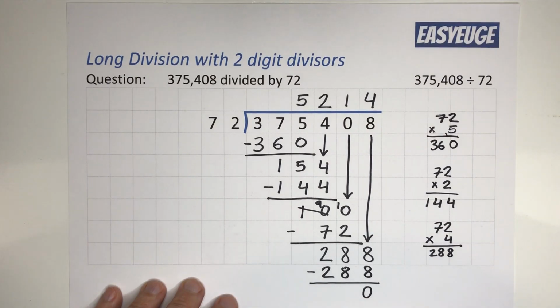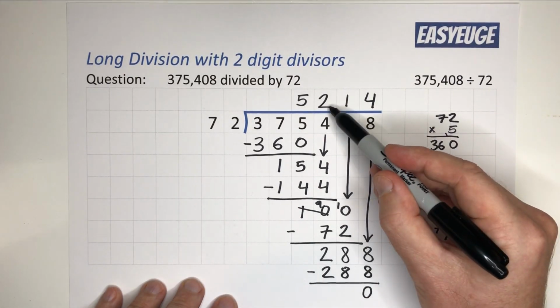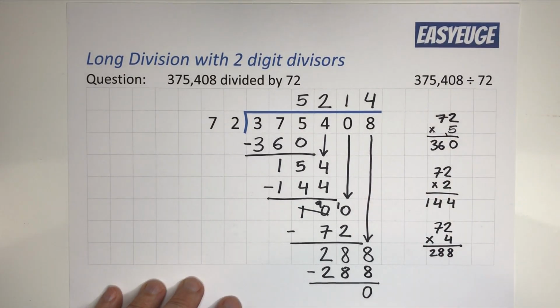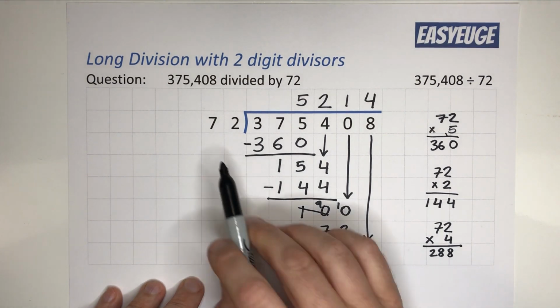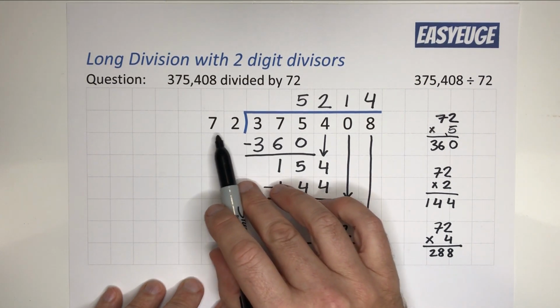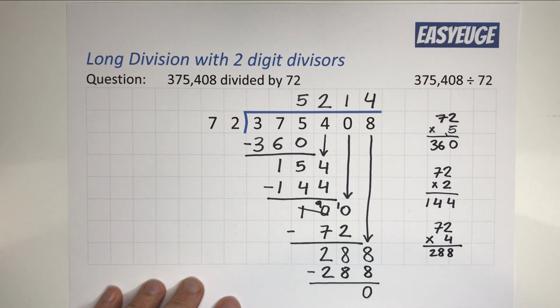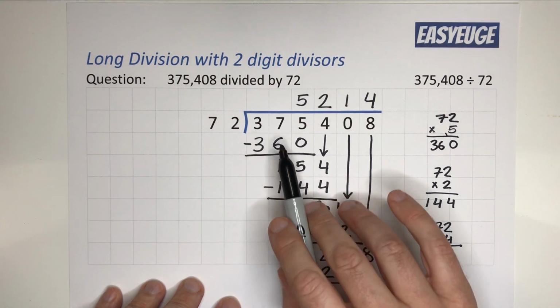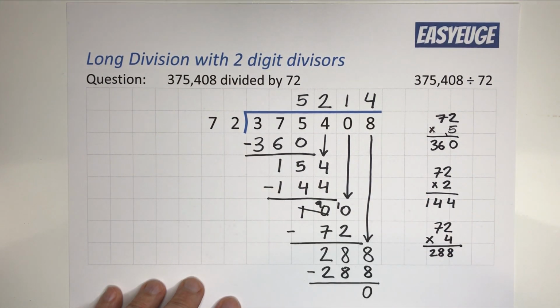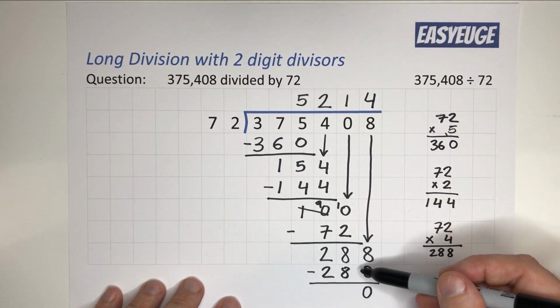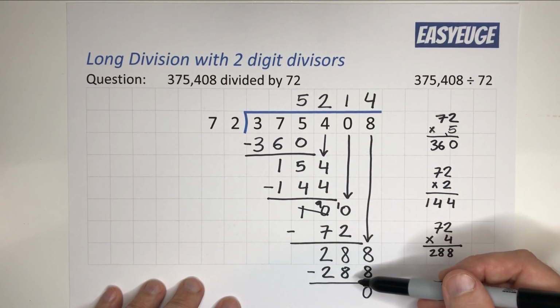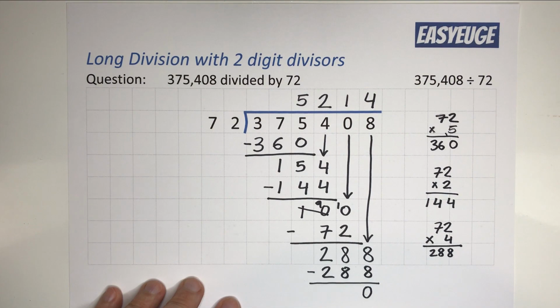So the answer is 5,214, where we used approximation to roughly guess how many times the number would go into the number, and then we always work out the balance or the remainders, and that helps us work through to get our solution. And that's long division with a 2-digit divisor.